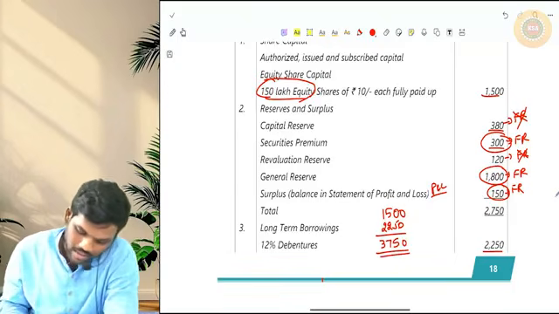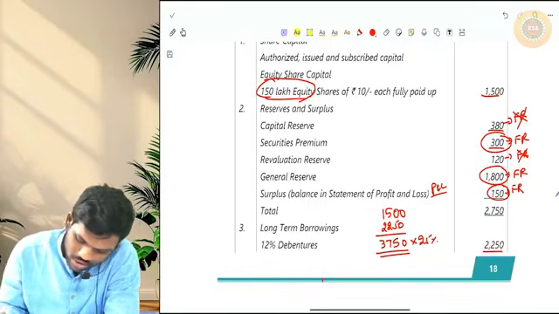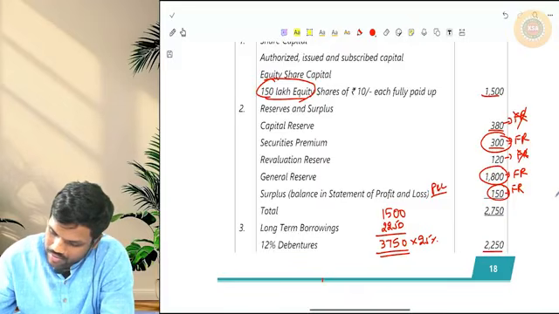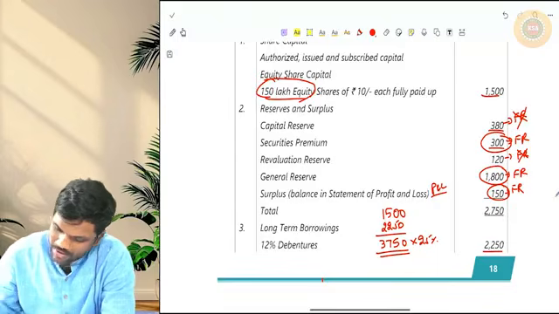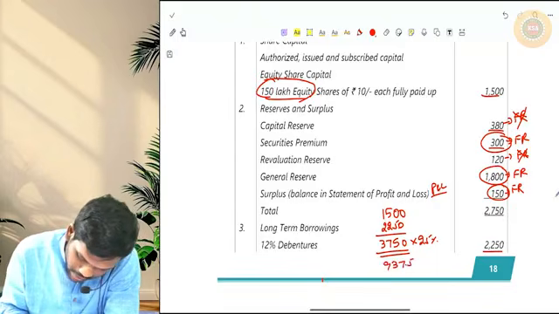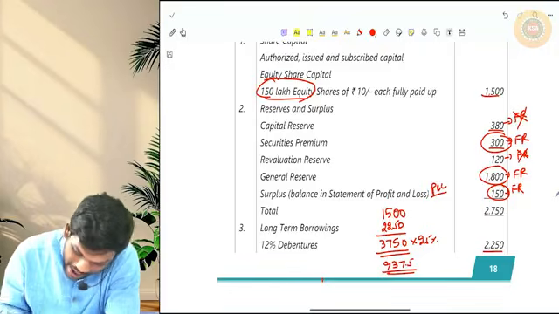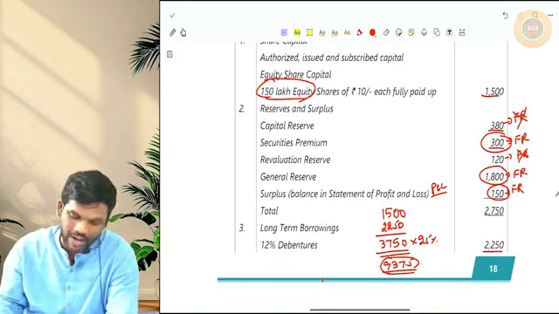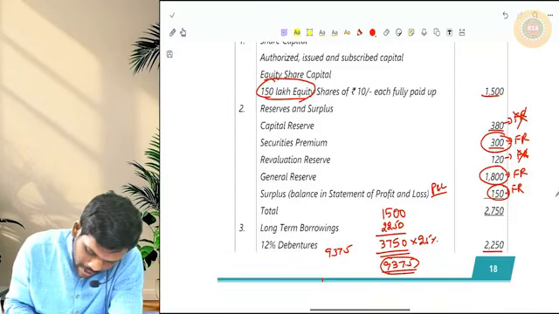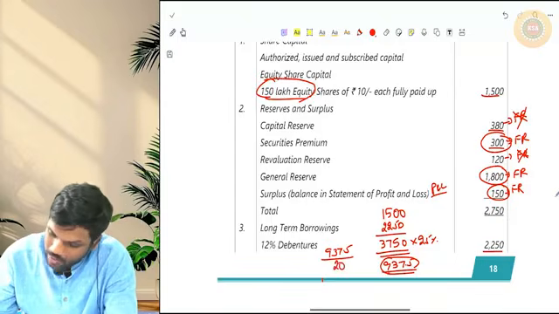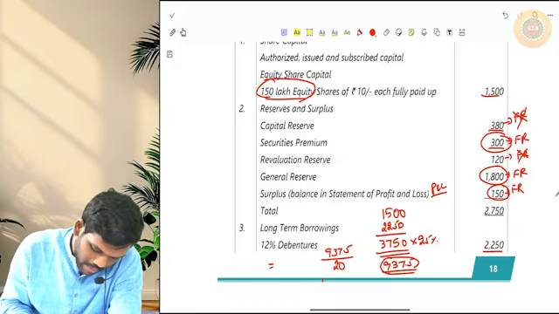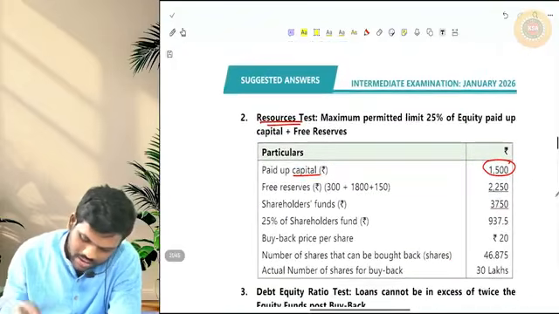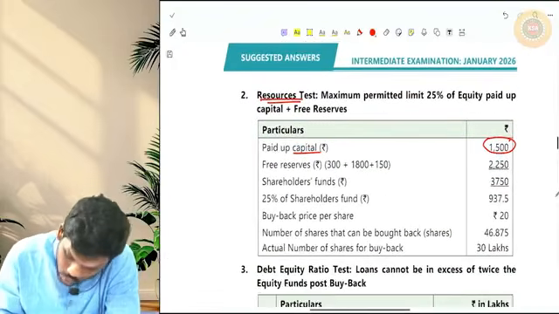Now what Companies Act is telling? Apply 25% on this, which is, let me just get the number, 3750 lakhs into 25%. So that comes to 937.5. Now what Companies Act says is, maximum on account of buyback, you can pay only this much. You cannot pay to the shareholders more than 937.5 lakhs. That means, how many shares can I buy back? 937.5 divided by 20 rupees per share, my buyback price. So totally I can buy back 46.875 lakh shares. This is the number of shares that can be bought back as per resources test.